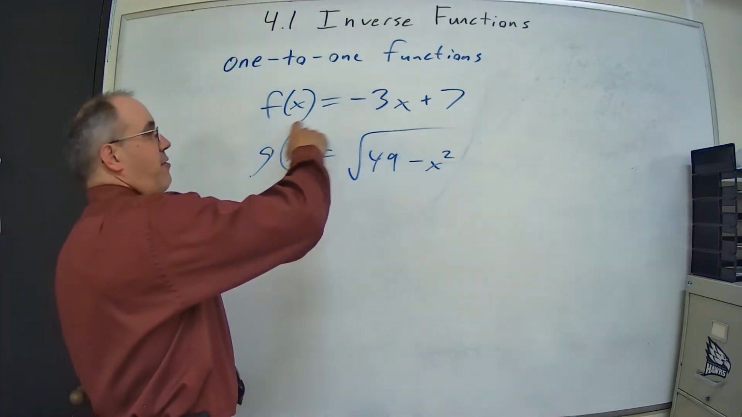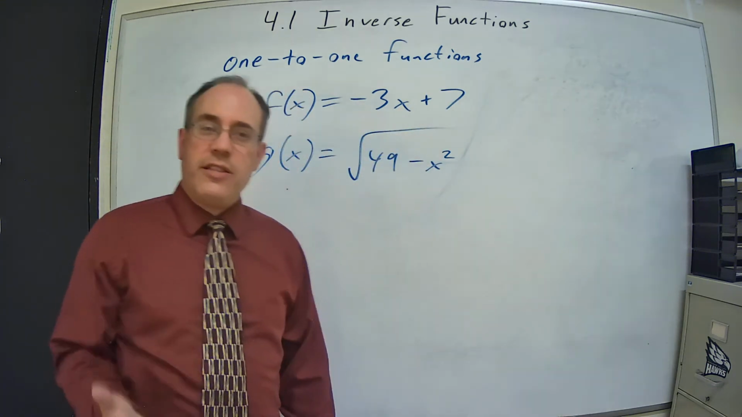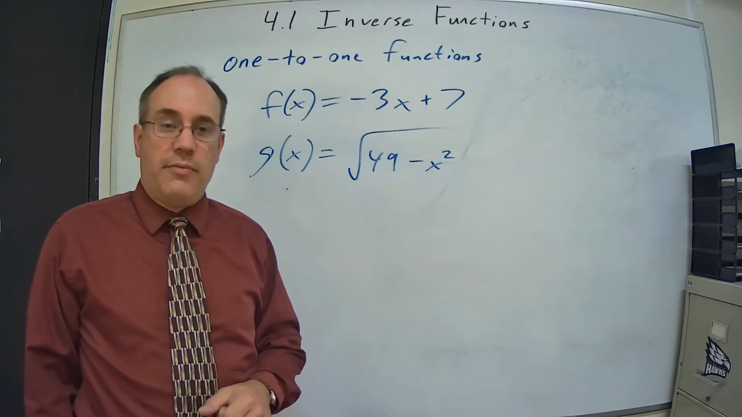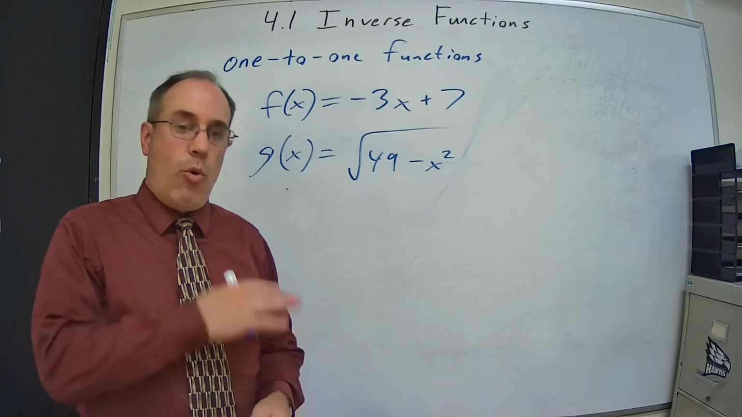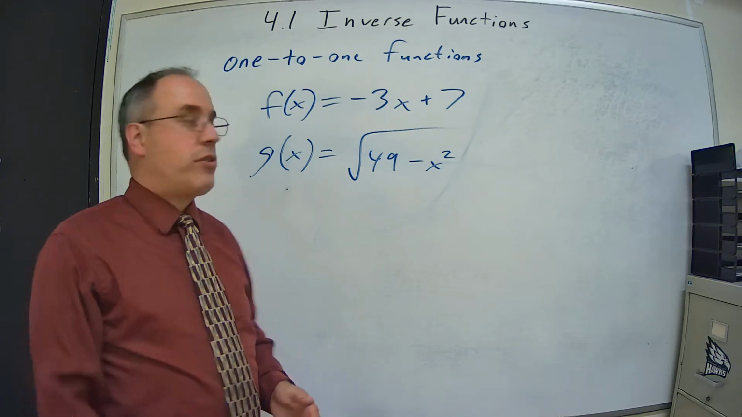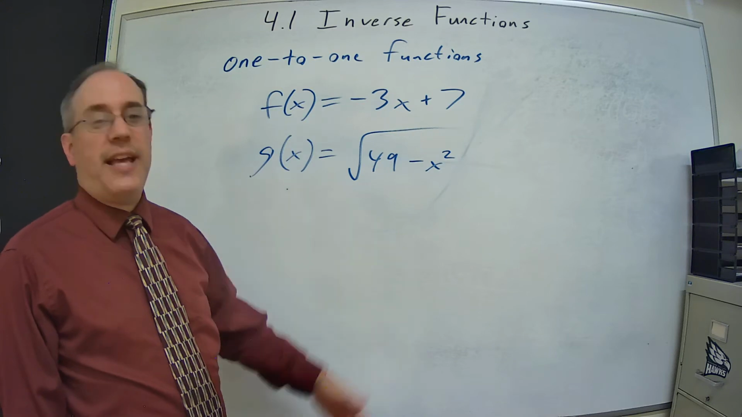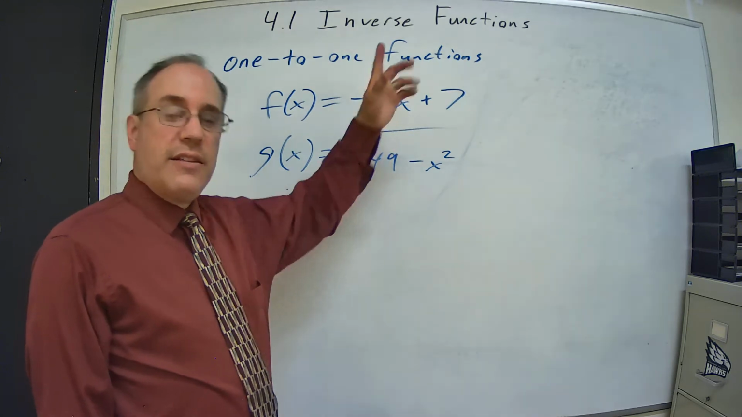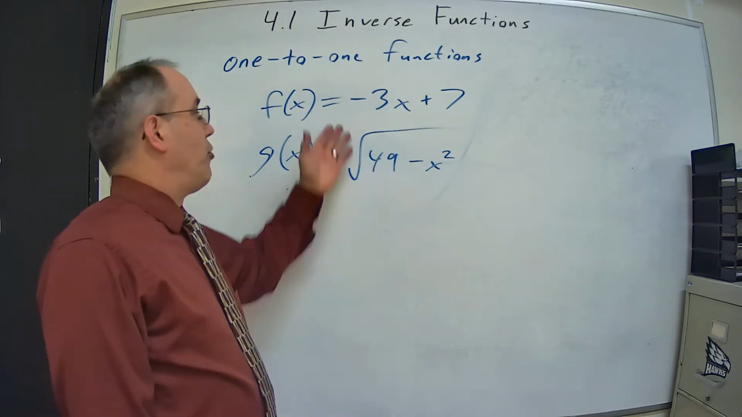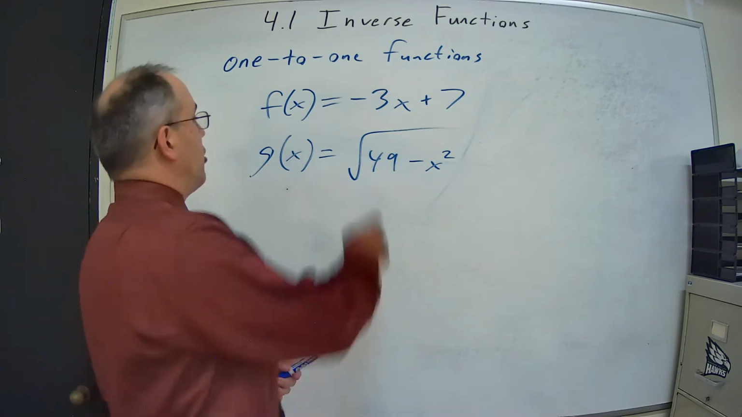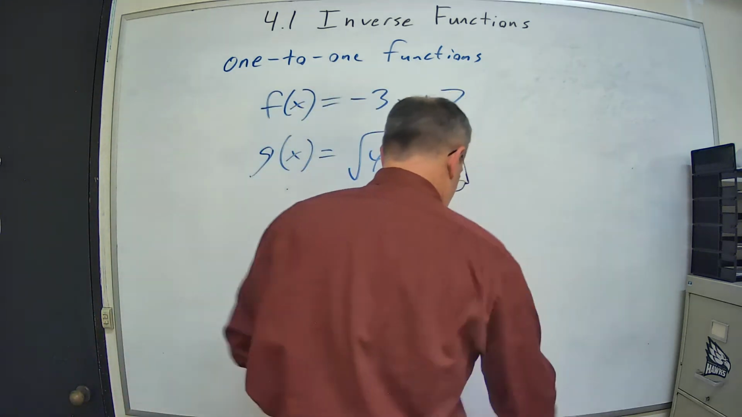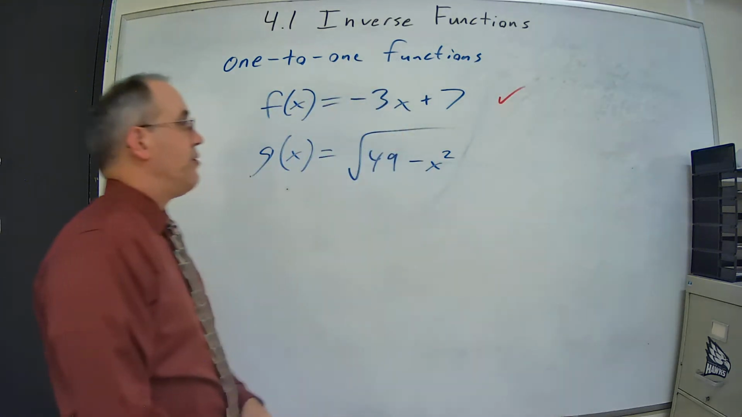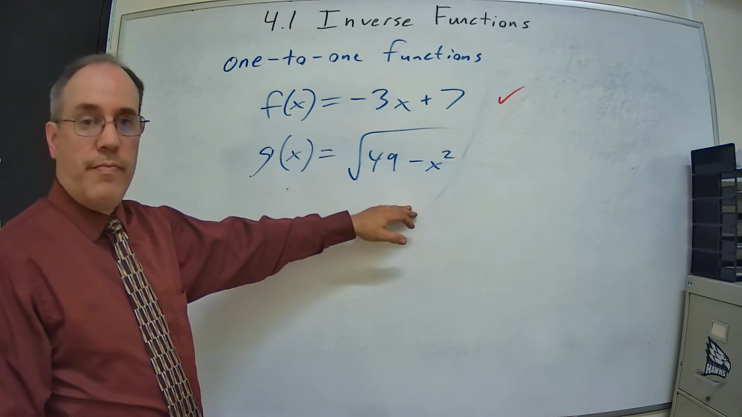I look at the first one, f of x is equal to negative 3x plus 7. That's the equation for a line. And it's a line with a slope of negative 3. So therefore, it is not a horizontal line. It is not a vertical line. We've already defined these as functions, so we can say that it passes the vertical line test. But since this is a line that has a slope other than 0, then it also passes the horizontal line test. So, is this a one-to-one function? Yes, it is.